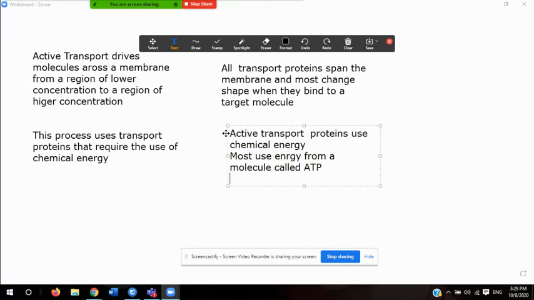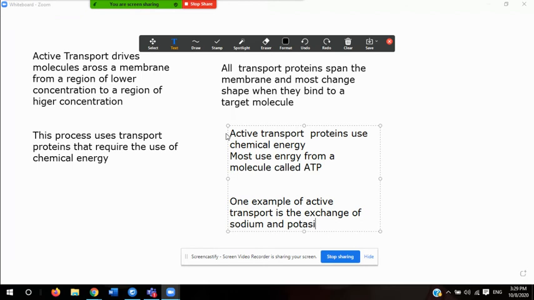It's used either directly or indirectly, and one example of active transport is the exchange of sodium and potassium, used in the transmission of nervous impulses.